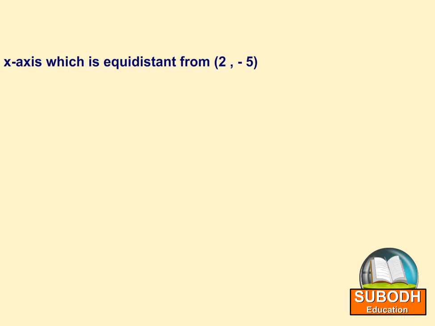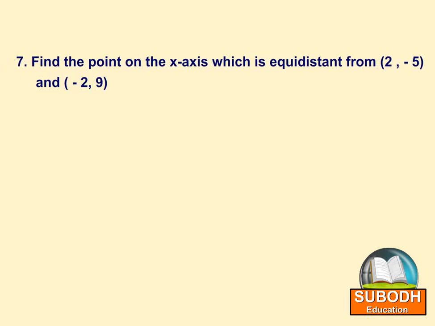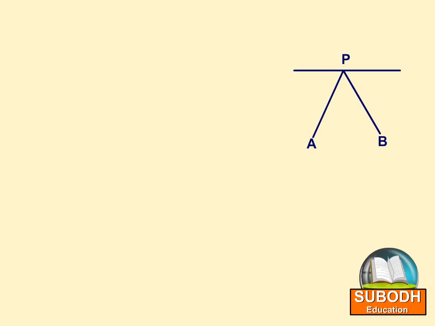Question 7. Find the point on the x-axis which is equidistant from (2, -5) and (-2, 9). Point P is on the x-axis. Therefore, P's coordinate is (a, 0). Coordinate A is (2, -5). B coordinate is (-2, 9). Distance AP equals distance BP.